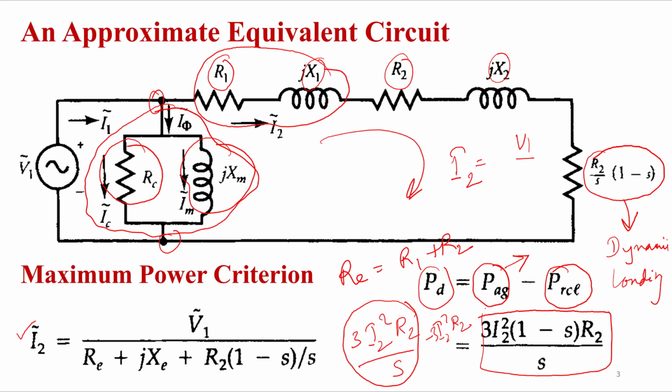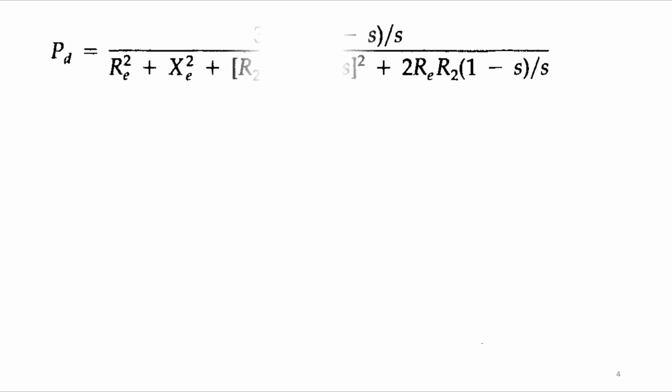Okay. Now in PD, I'll substitute I2 from this expression, then I'll get this expression. Just by substituting I2 in the PD expression, where the I2 expression is V1 by (Re plus jXe plus R2 (1 minus S) by S), right? And just by substituting this, we'll get it.